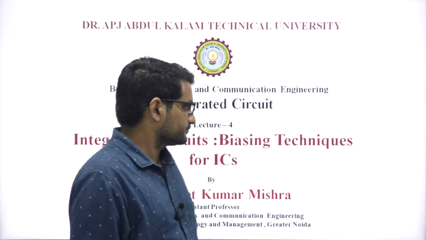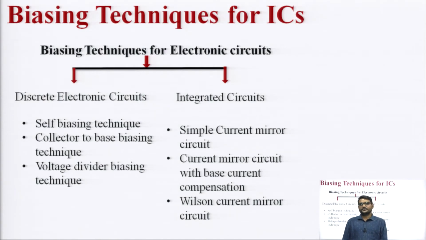We start with the topic of the fourth lecture, biasing techniques for an integrated circuit. First, we consider the biasing technique for electronic circuits. There are two types of electronic circuit: one is the discrete electronic circuit and the other is the integrated circuit. In a discrete electronic circuit, we know the self biasing technique, collector to base biasing, fixed biasing, and voltage divider biasing technique. These are used in printed circuit boards.